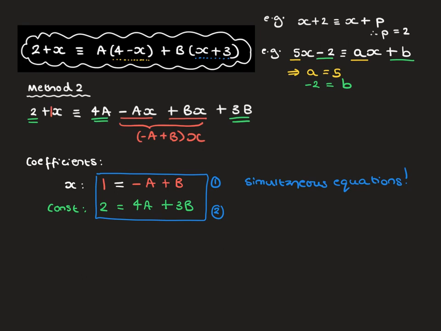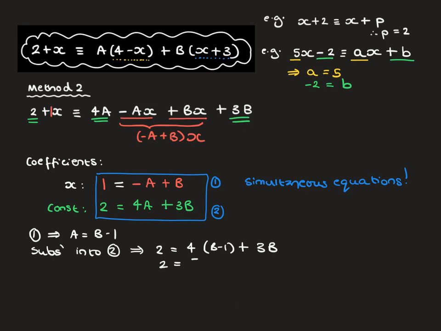So what I'm going to do is rearrange equation 1 so that it neatly tells me that a is equal to b minus 1, and I'm going to substitute that into equation 2, which tells me I've got 2 equals 4 lots of a, or b minus 1, plus 3b. And we simply solve this, so that's 7b minus 4. So 7b is equal to 6, and b is equal to 6/7.